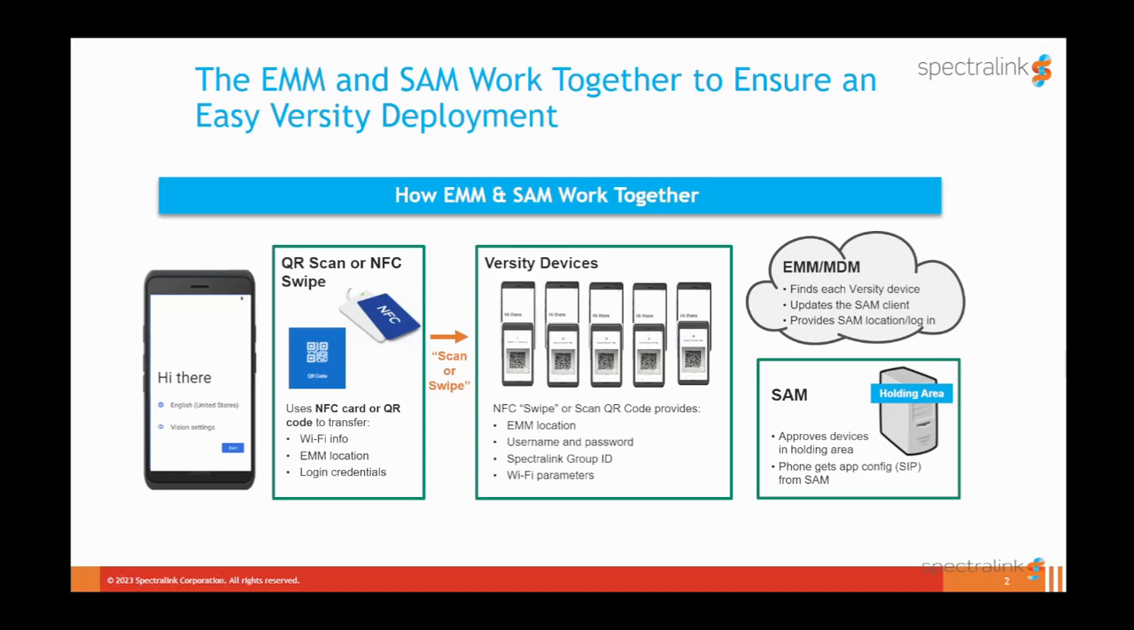Also, during the EMM enrollment process, the EMM will push down SAM client configuration information. So basically, the URL or location where the SAM server is, as well as the account key, heartbeat interval, these types of things. This information gets pushed to the handsets so the phones know where to go to contact the SAM server. Once the phones start to heartbeat into that SAM server, they'll be approved from the holding area, and then the SAM will push down any SIP configuration or feature configurations that have already been programmed in there for each individual device.